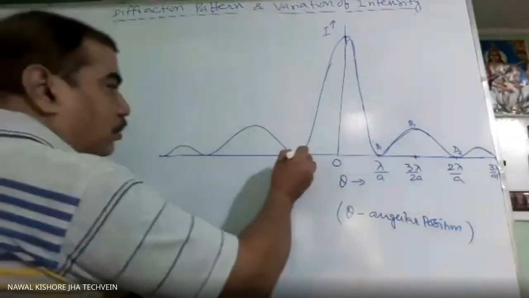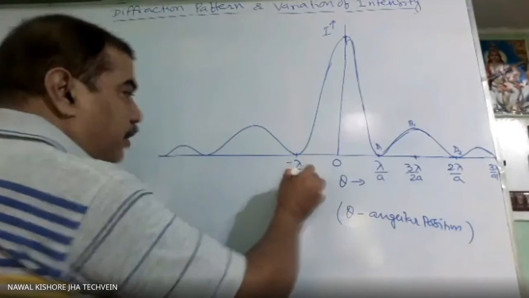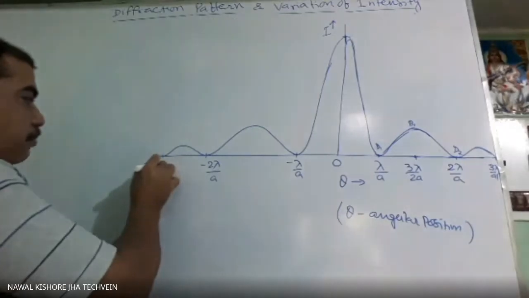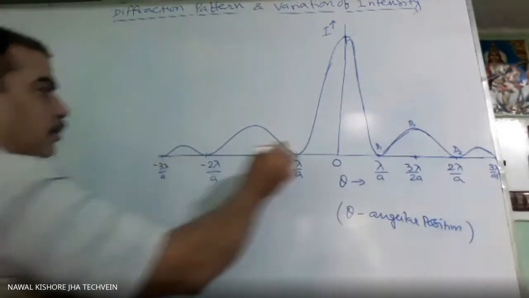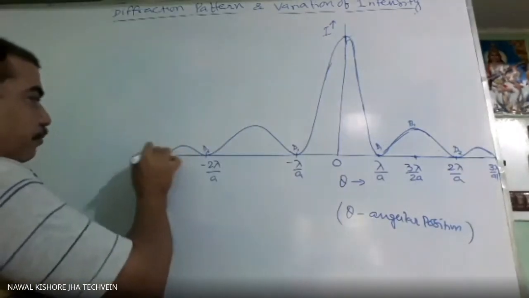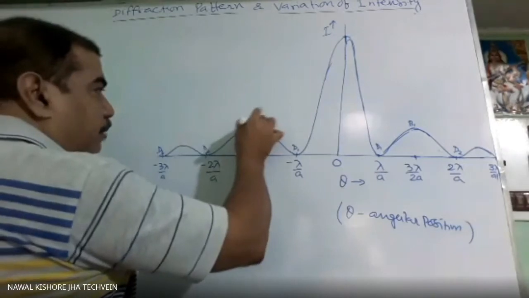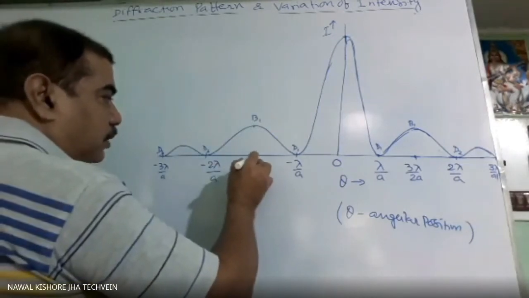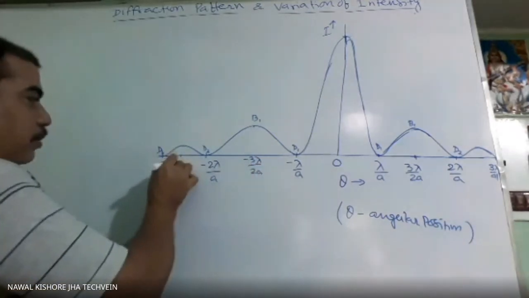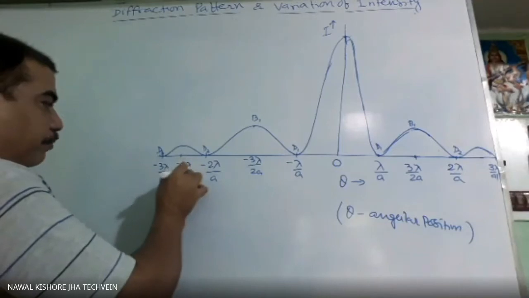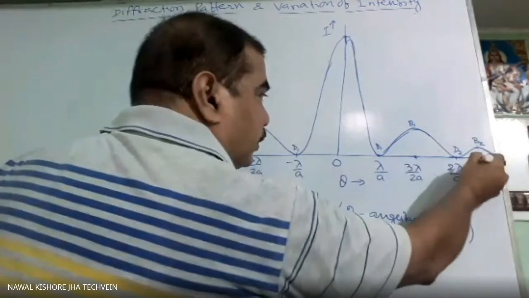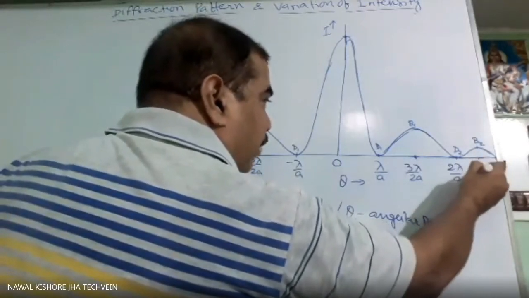Similarly, this side also you can do. So this is minus lambda by a. This is minus 2 lambda by a. This is minus 3 lambda by a. This is first dark, this is second dark, this is third dark. This is first secondary maximum. And here it will come minus 3 lambda over 2a. Here it will come minus 5 lambda over 2a. Here also, this is second bright. So this is 5 lambda over 2a.